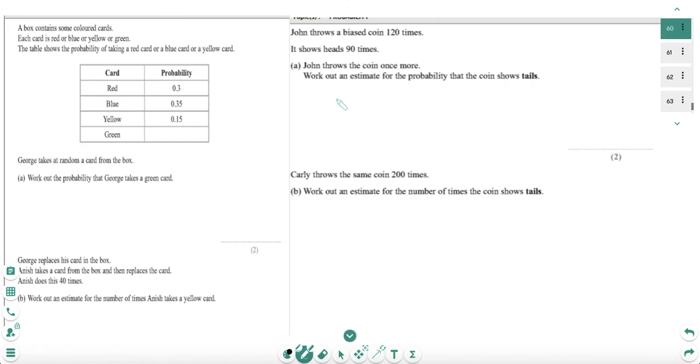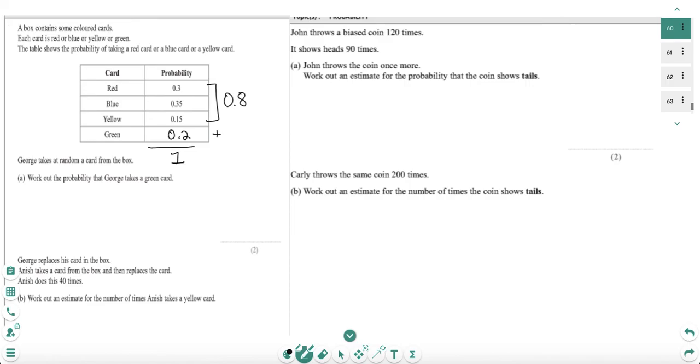Next, a box contains some colored cards. Either card is blue or red or yellow or green. The table shows a probability of taking a red or a blue or a yellow card. George takes at random a card from the box. Work out the probability that George takes a green card. Well, we know all probabilities add up to one whole. So 0.3 plus 0.35 plus 0.15 add up to... you can use your calculator, but 0.8. So green must be 0.2 because 0.8 plus 0.2 is 1.